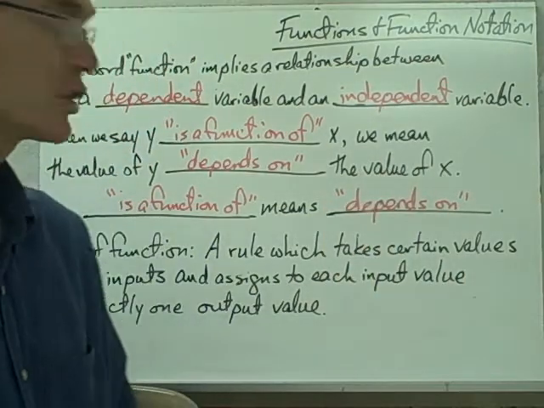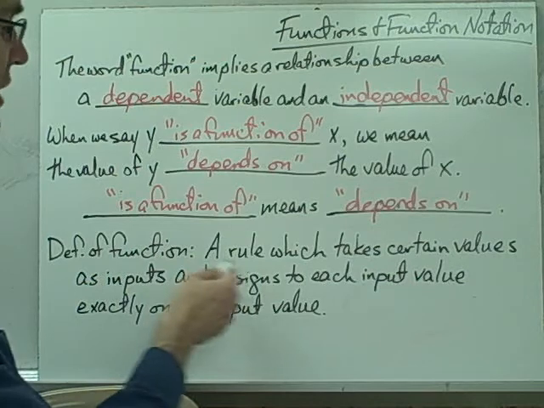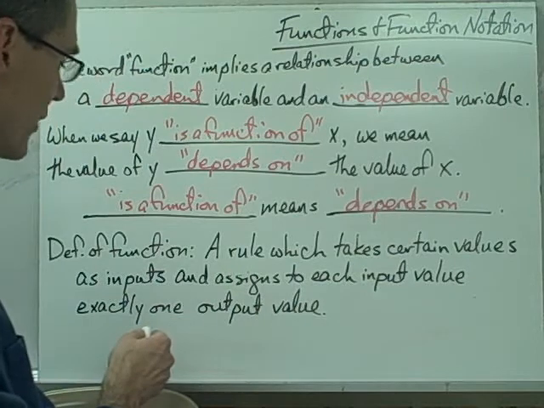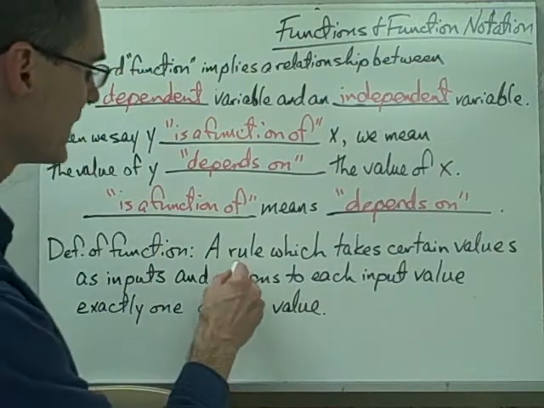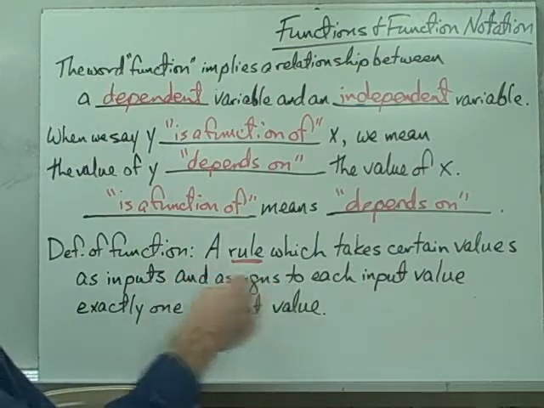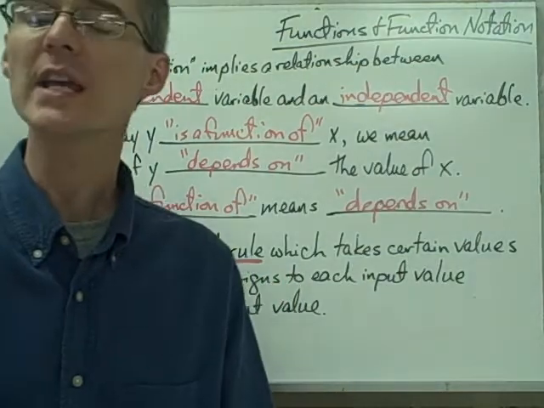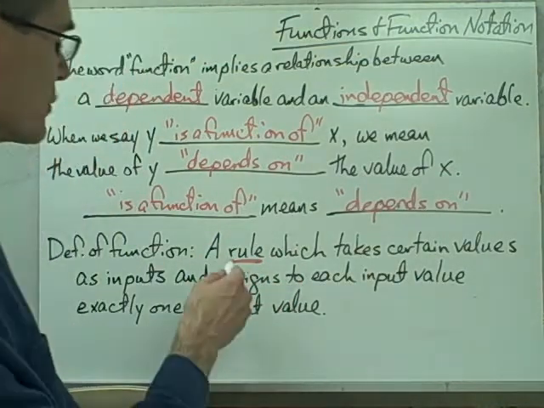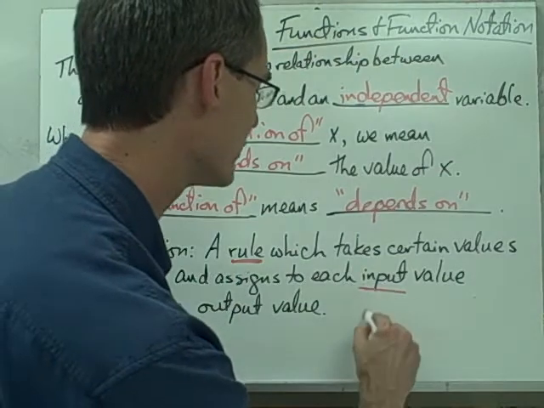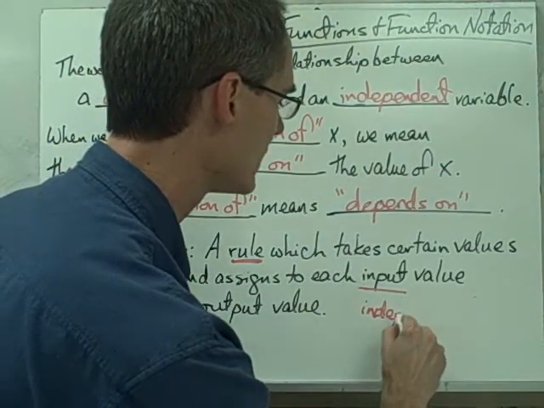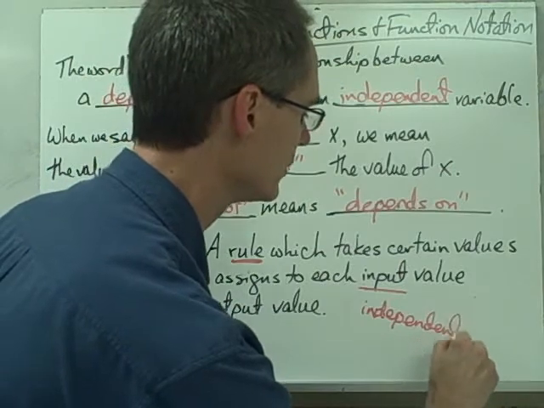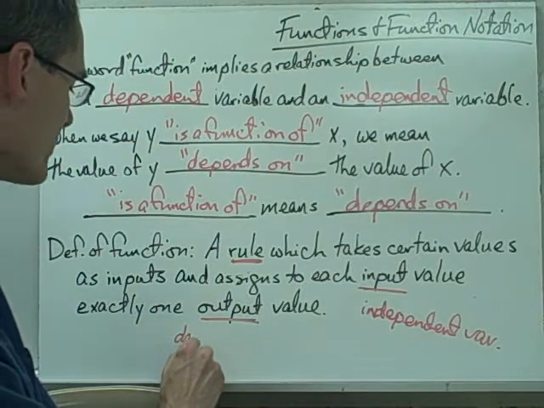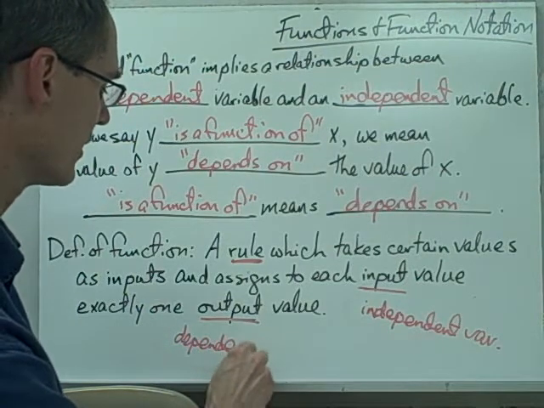Now, the actual formal definition of a function is a rule which takes certain values as inputs and assigns to each input value exactly one output value. The rule part of this definition, a function is a rule, there are different ways of expressing the rule, and we're going to look at several of those ways. The input values are the values of the independent variable. And the output values are the values of the dependent variable.